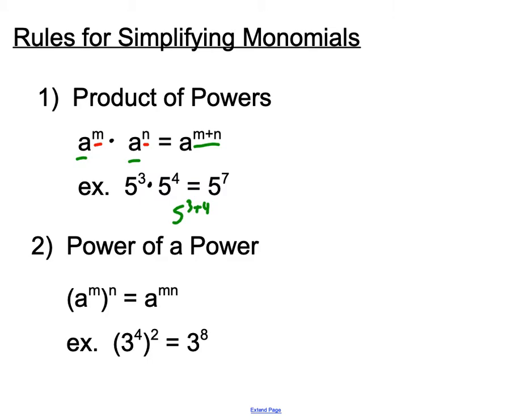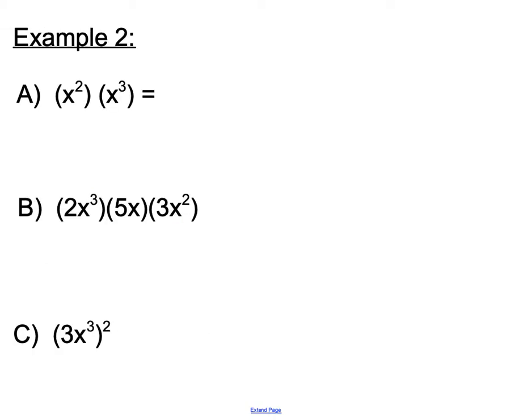You just take 3 to the 4 times 2 power. When you have a power to a power, you multiply it together, and you get 3 to the 8th. And then you could actually find 3 to the 8th. So let's go through some examples using those.